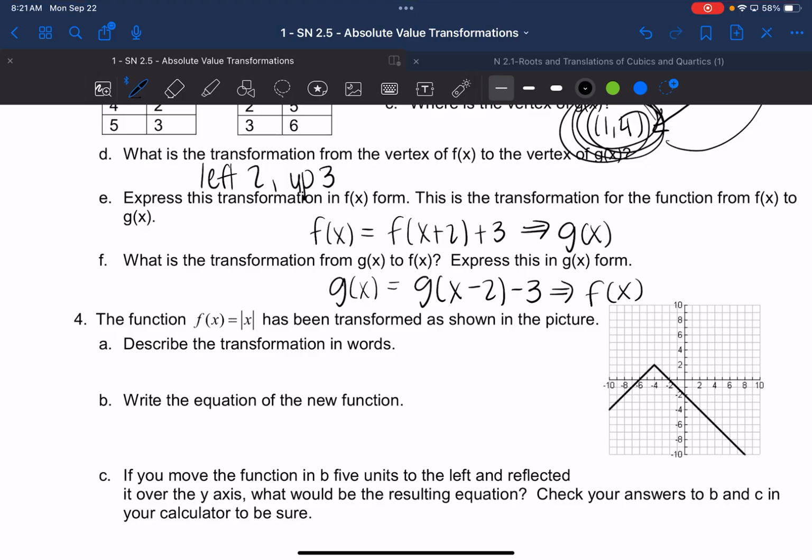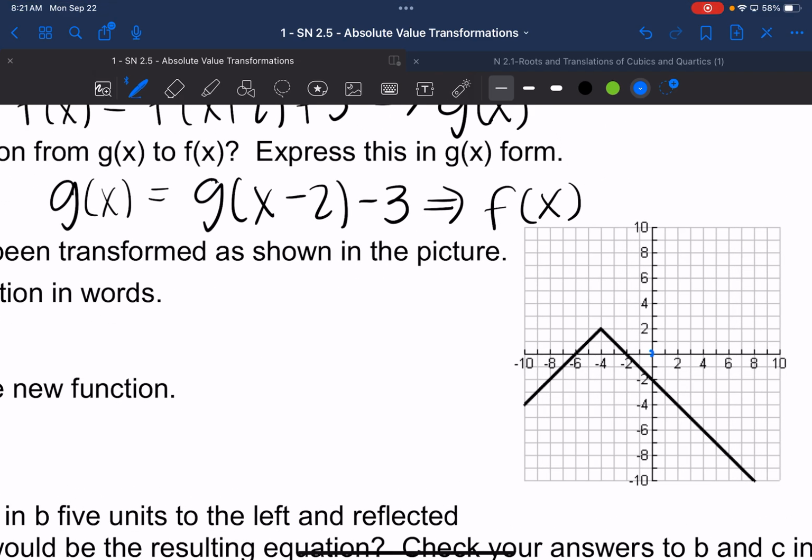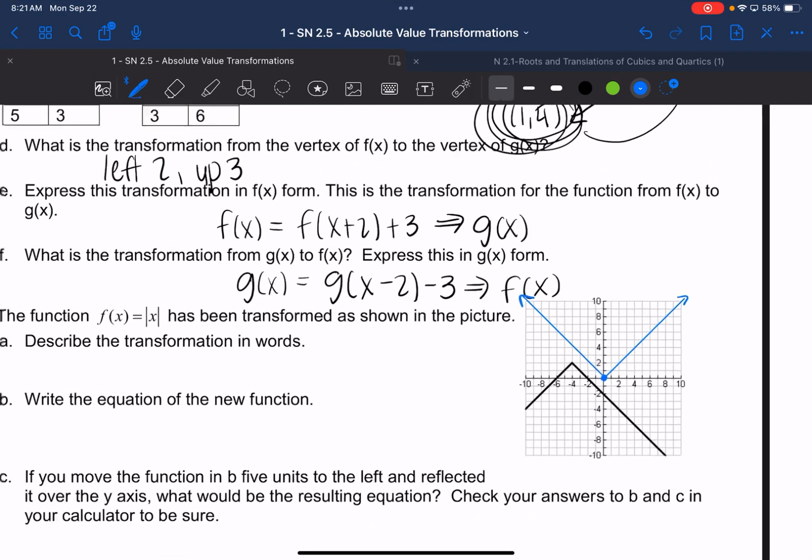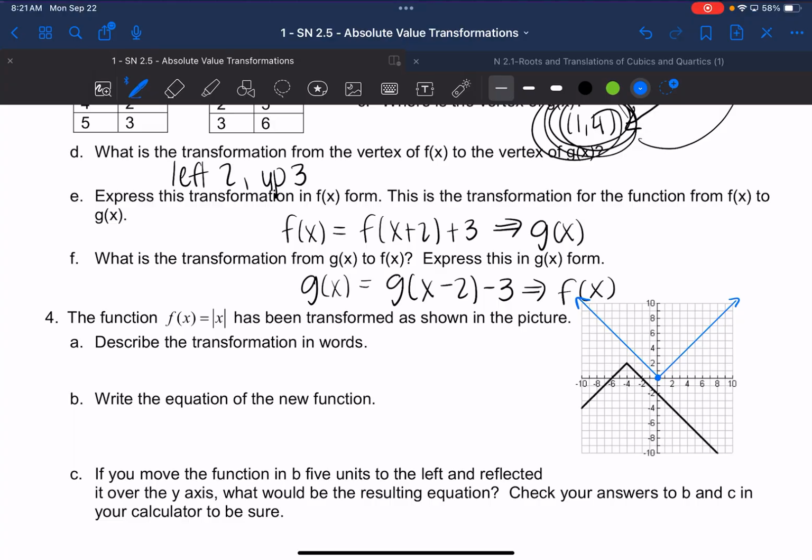Nice. Okay. For number 4, it says that the absolute value parent function has been transformed to make this graph shown over here on the right. So remember, the parent function, we drew it on the front. It started at (0, 0), had a slope of 1. So if you want to draw it on here, feel free to do so, just so it's easy to make a comparison. Okay, so the blue one is the parent function. The one that was already on there in black is the transformed version.